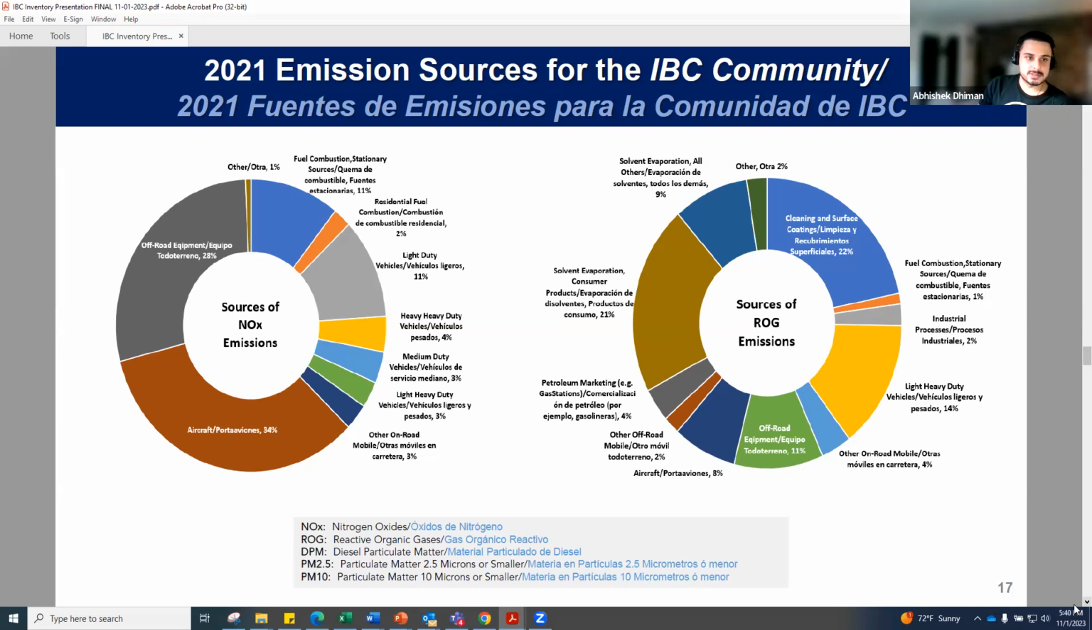For mobile sources, both on-road and off-road account for around 87% of the total NOx emissions within the IBC community.